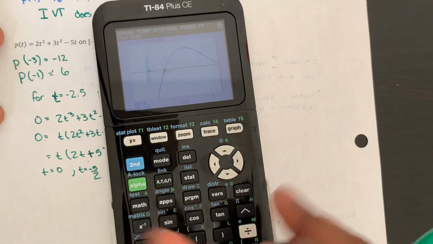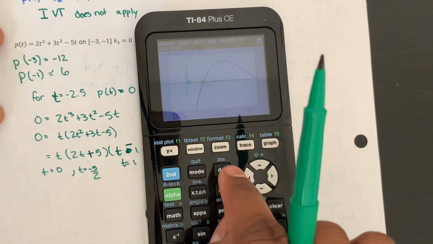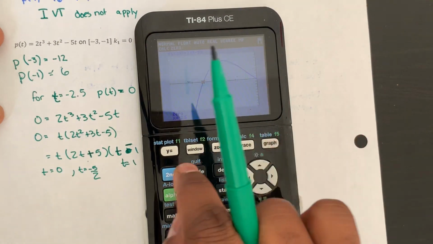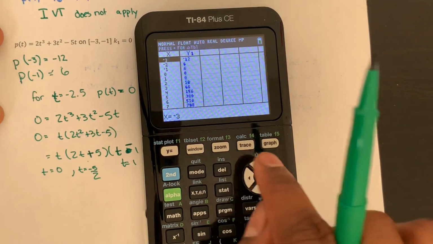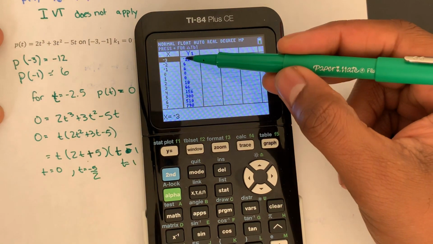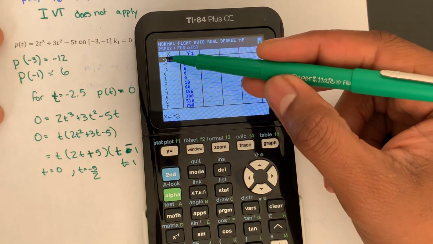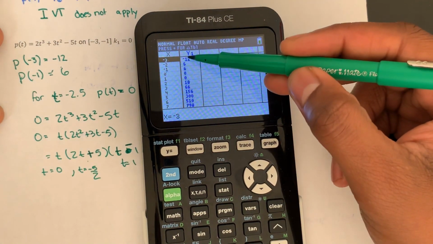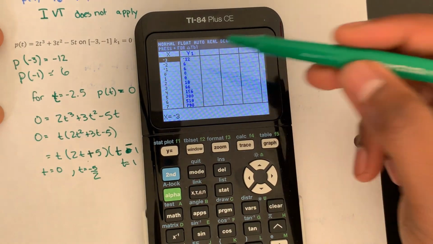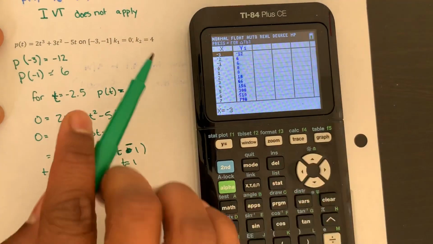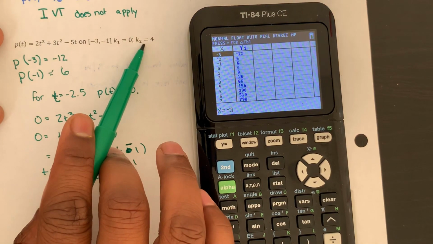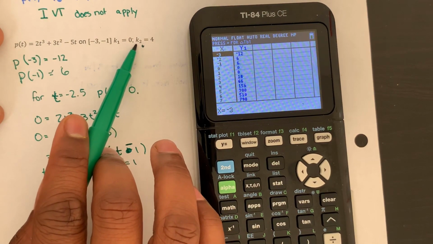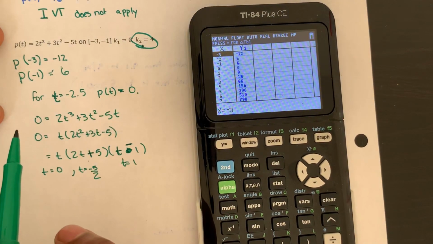If we wanted to look at the graph on the interval from -3 to -1, we can look at the table. And so between x equals -3 to -1, because the graph goes from -12 to 6, we know that there has to be a value where k produces a k value of 4.